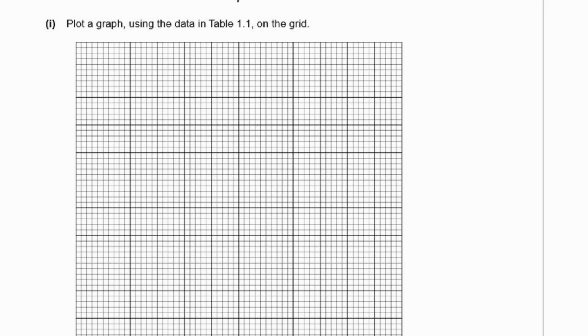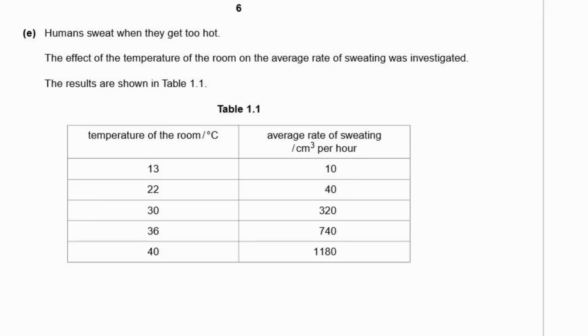1. Plot the graph using the data in Table 1.1 on the grid. Okay, so this is the data you need to plot. Now, if ever you are unsure of which one to put on the x-axis and which one to put on the y-axis, whatever is in the first column should be the independent variable, as we said before. And the independent variable should always be on the x-axis. So the y-axis is the dependent. So that should go on the y-axis. Okay, that's just to make sure you're clear.